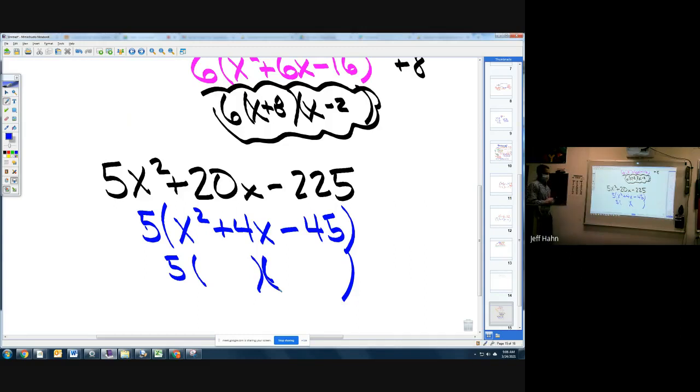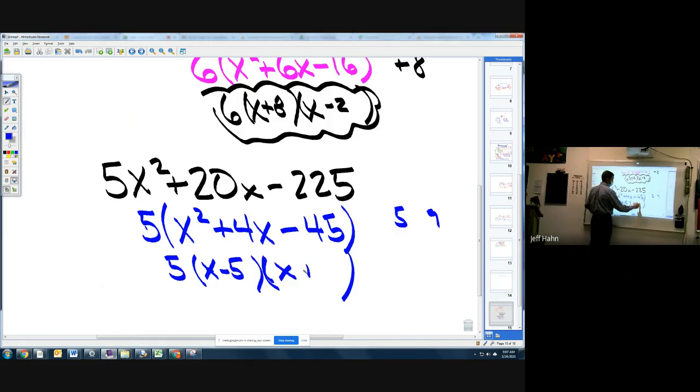You don't know your factors. Sid is thinking, what are you thinking, Sid? What times what gives me 45 when added together gives me 4? You don't have many choices. What's that? 5 and 9. I believe you are right, because there's 4 difference there. Which one is negative? Which one's going to be positive? Since you have a positive number here, that means the bigger factor has to be positive. So this would be x minus 5, x plus 9.